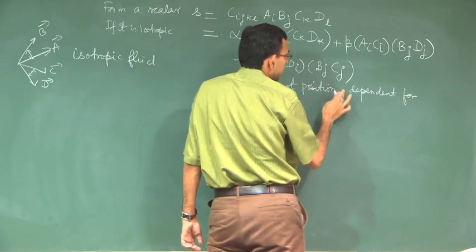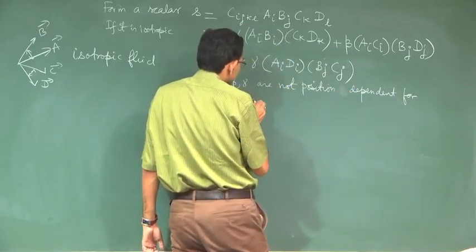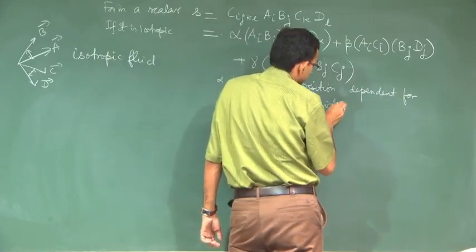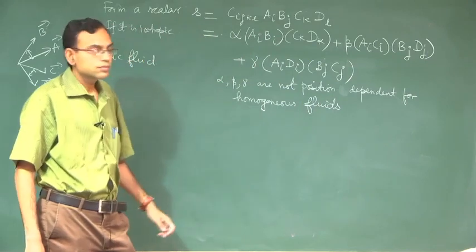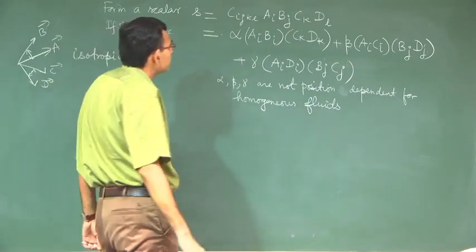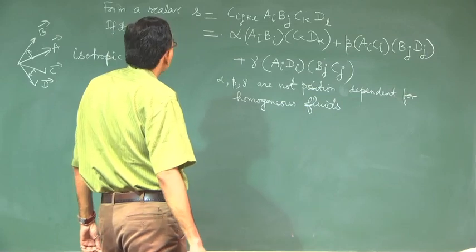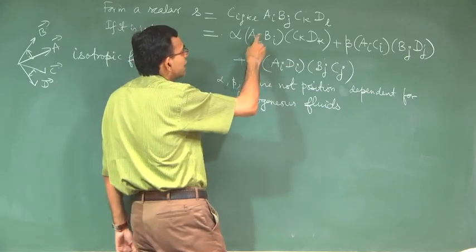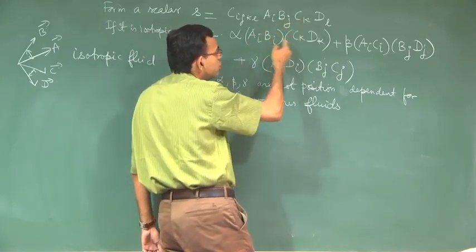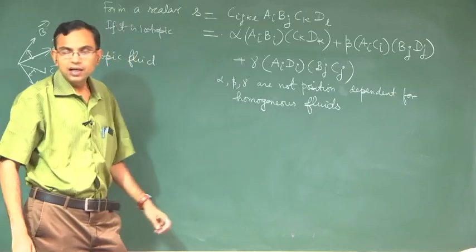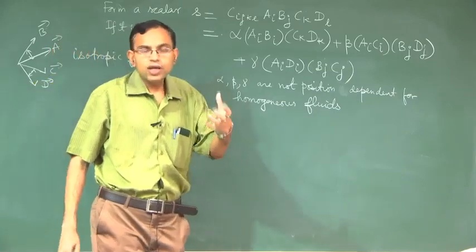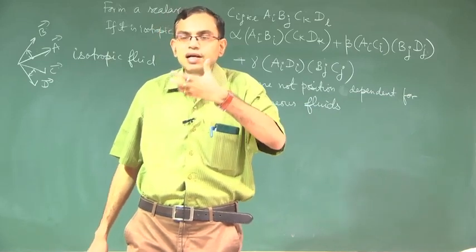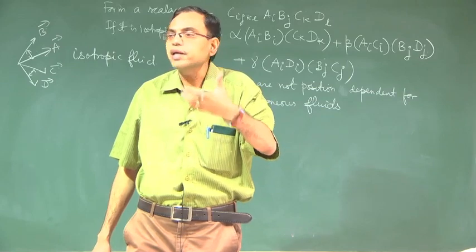Not position dependent, rather for homogeneous fluids. So, then we will do a little bit of manipulation. We want to write this like ai, bj, ck, dl. So, we want to switch indices, and there is a very well known friend which helps us to switch indices, and that in Cartesian index notation is known as Kronecker delta.